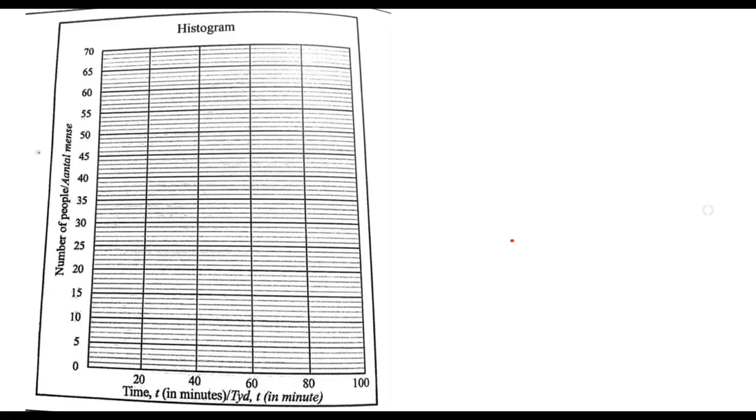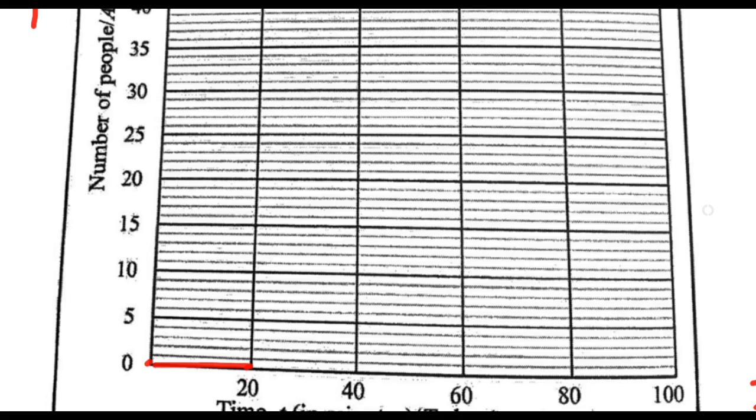So frequency we have on the y-axis. On the x-axis we have class intervals. Remember they will provide you with the grid. Now you can just display the histogram. The first class interval is 0 till 20. So we have 16 frequency. 0 is here, 20 is here. Between 0 and 20 we have 16.